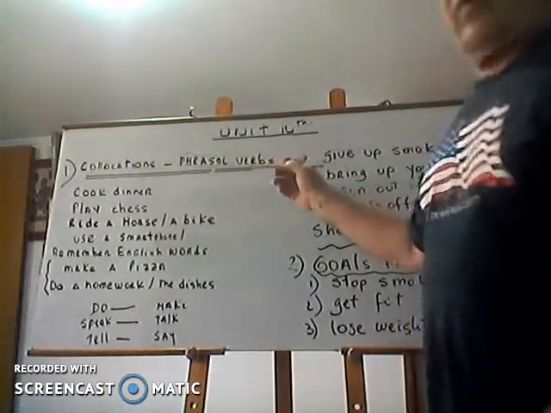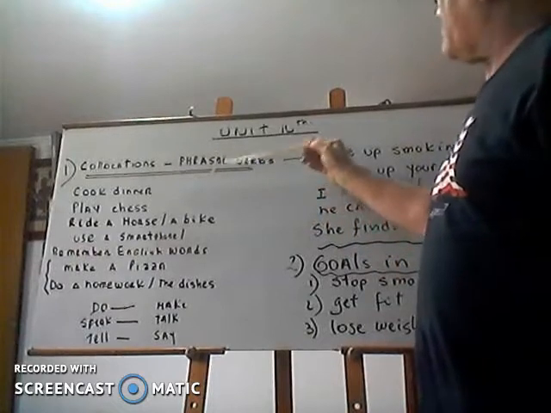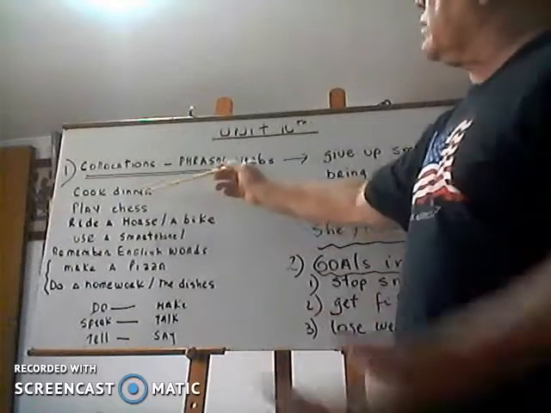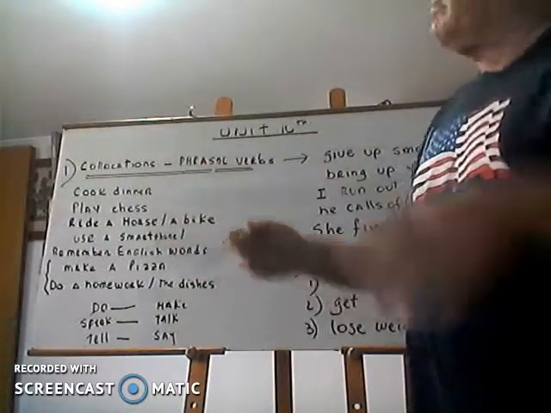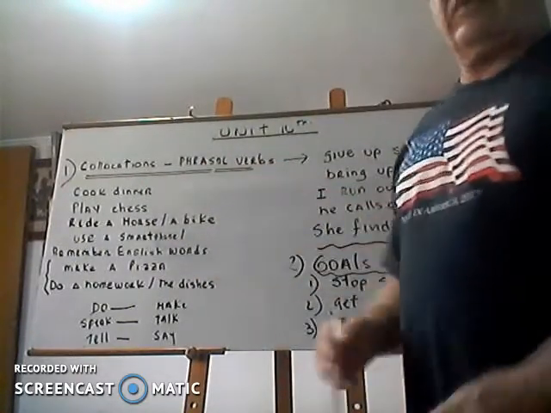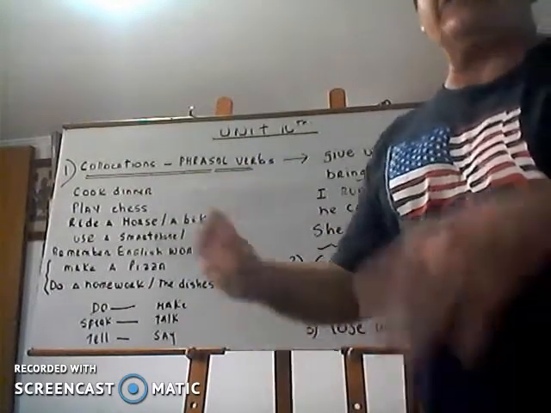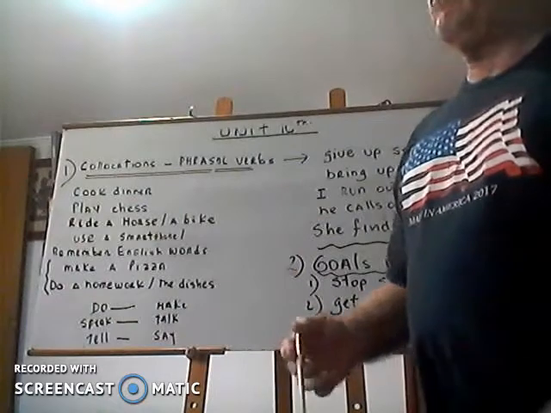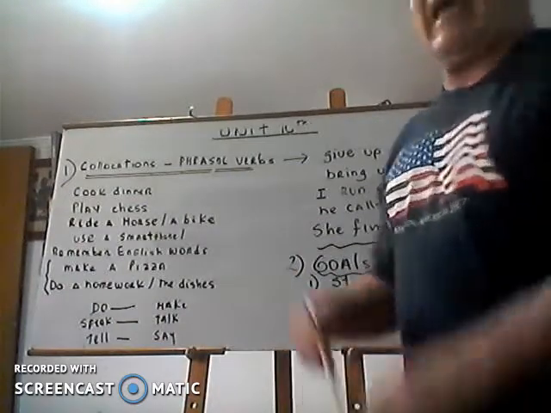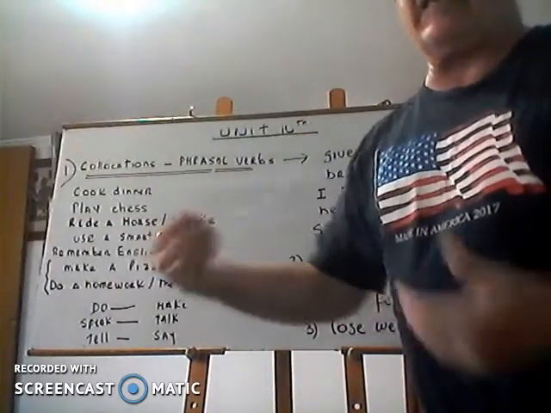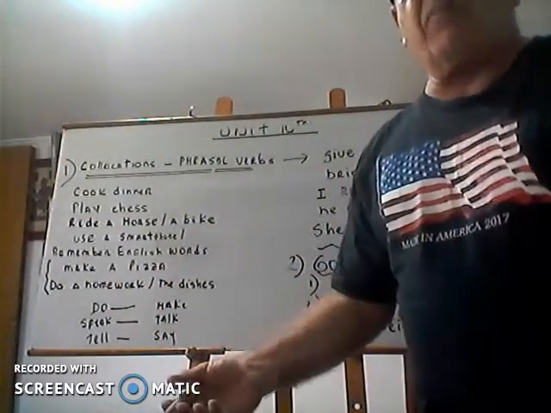Okay, here we are, collocations and phrasal verbs. For example, cook. You cook dinner. You cook pasta. You cook a special dish. Play. You play chess. You play soccer. You play a game. Usually you play the game. You play soccer. You play volleyball.